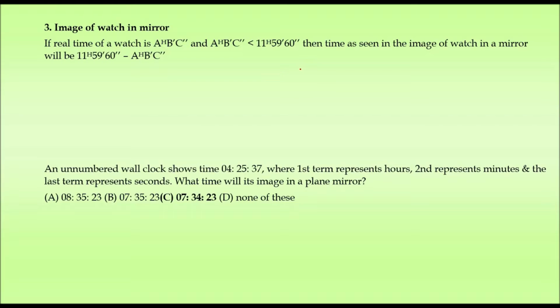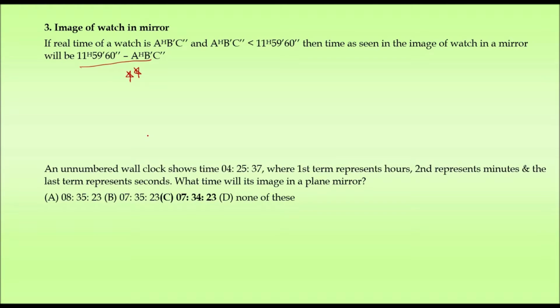So basically if the time is less than 12 o'clock, then if you see the watch in the mirror, the image of the watch is simply the subtraction of the real time from 11 hours 59 minutes and 60 seconds. So this is also an important concept and a problem has been asked in the examination. So a problem is based on this concept.